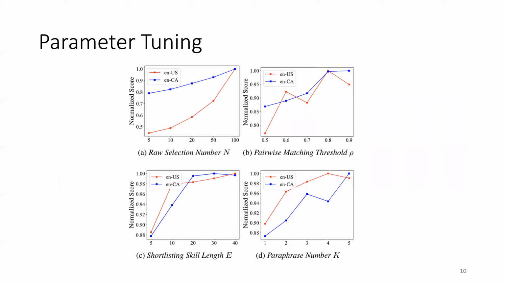In the end, there are also lots of parameters we can tune, such as the role selection number, paraphrase matching threshold, shortlisting skill length, and paraphrase number. We tune those parameters and find that larger values on those parameters overall give better performance in the end. And that's all.